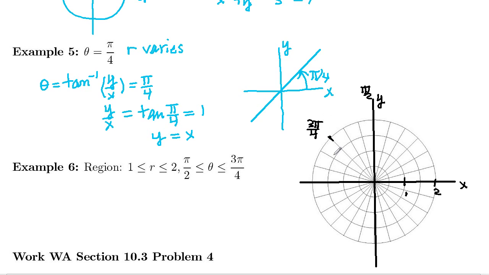So our radius is between 1 and 2. So we're between these two circles of radius 1 and 2. Angle is between pi over 2 and 3 pi over 4. And then radius between 1 and 2. So that is actually going to be this area here of the annulus. So you drop in some color there. So that area in there is our final answer.